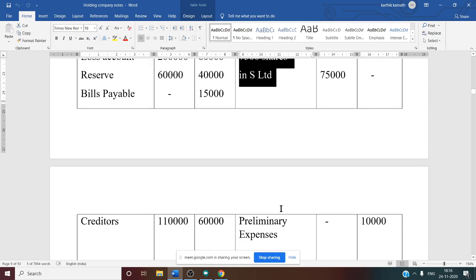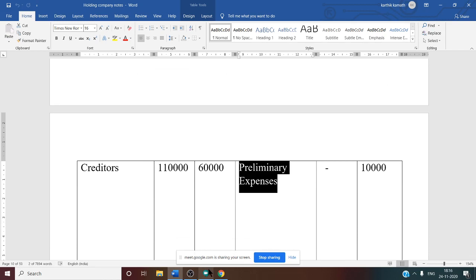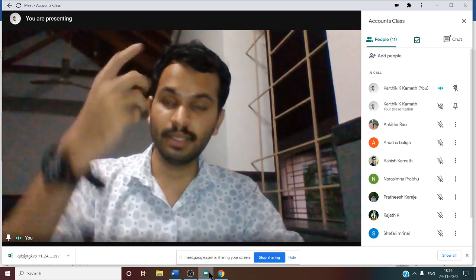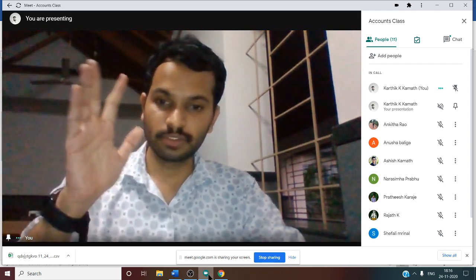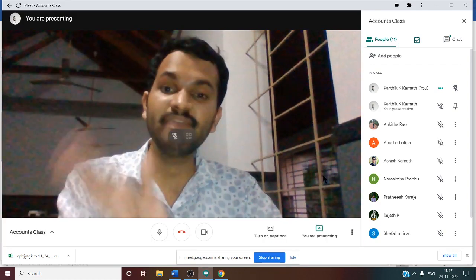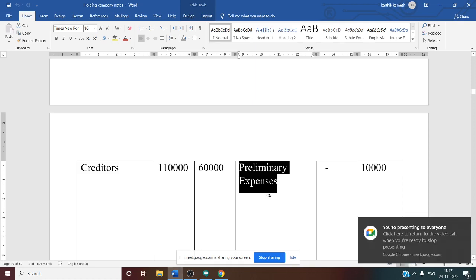Now let us see one more thing given in the asset side: preliminary expenses. This preliminary expense is treated as a capital loss. Why? First we have to understand what we mean by preliminary expense. Preliminary expense is nothing but an expense that occurred initially, maybe at the time of incorporation or before the acquisition. So it is a capital loss.